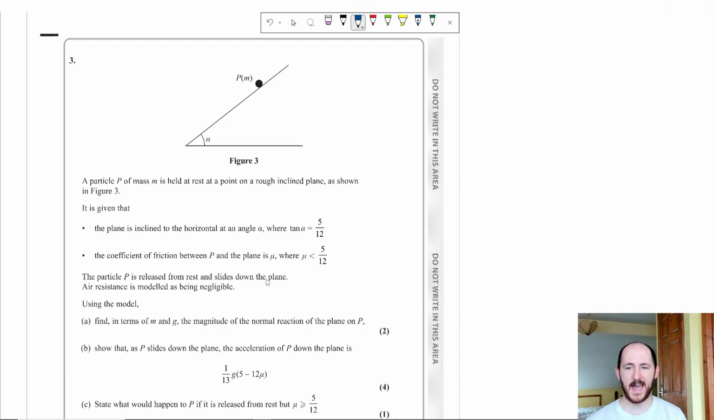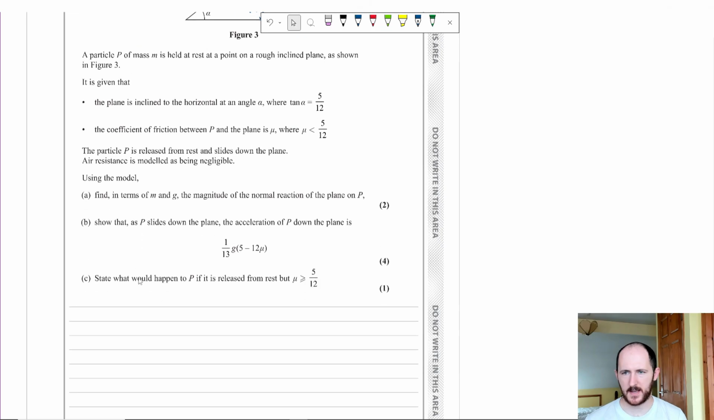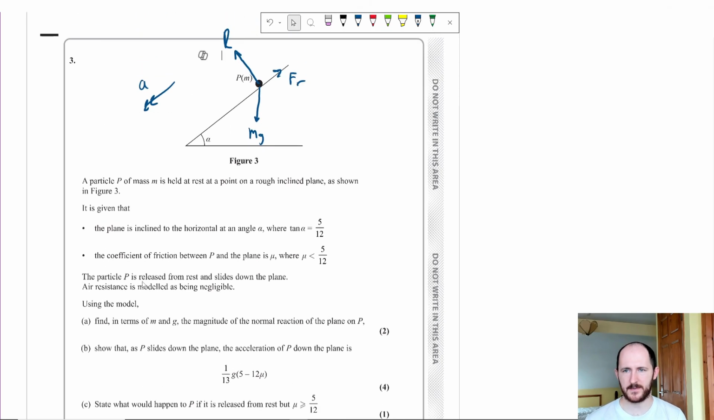It's released from rest and slides down the plane. So that means we have an acceleration going down the plane. Friction has to be acting opposing that. Cool, what else do we have? Well, we're going to have the weight of the object, which is going to be mg. Then we're going to have the normal reaction, which is perpendicular to the plane. I'm going to call that R. And anything else? Nope, that's all we have for now.